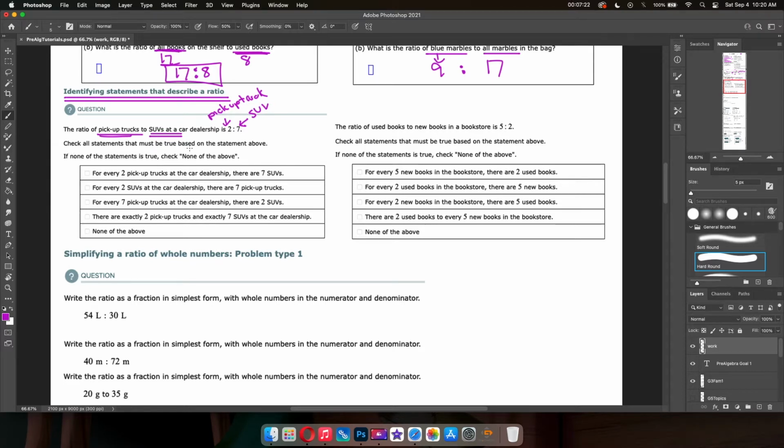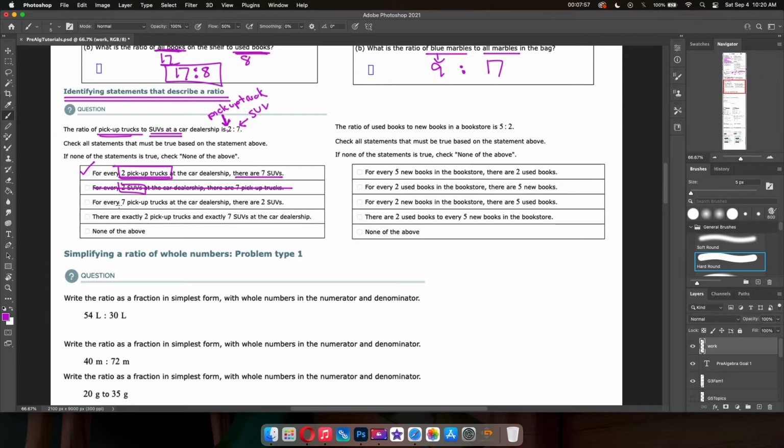Now, let's see here. Check all of the statements that must be true based on the above statement. If none of the statements is true, check none of the above. So now they're testing your reading skills. For every 2 pickup trucks, so does 2 link to pickup? Yes. There are 7 SUVs. Does 7 link to SUV? Yes. For every 2 SUVs, does 2 match to SUVs? No. So this one I can see at a first glance is not what I want because these 2 pieces of information do not match. Up here, the 2 in the pickup trucks do match, but over here it doesn't.